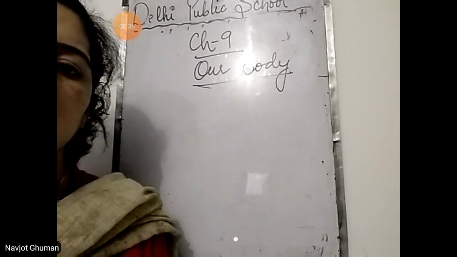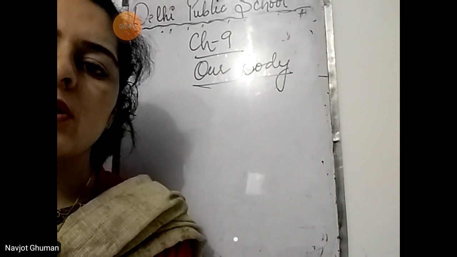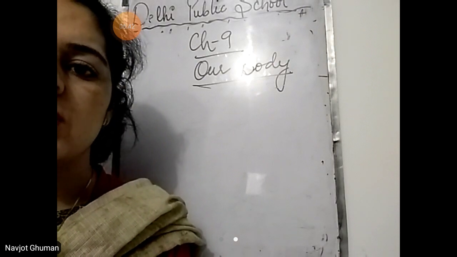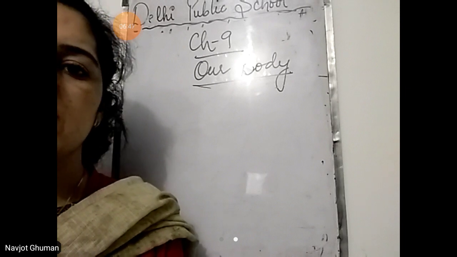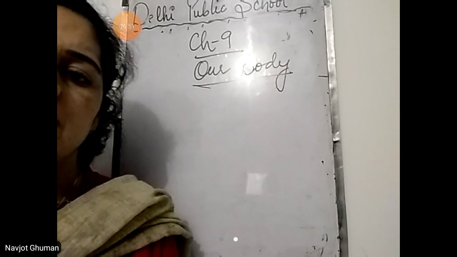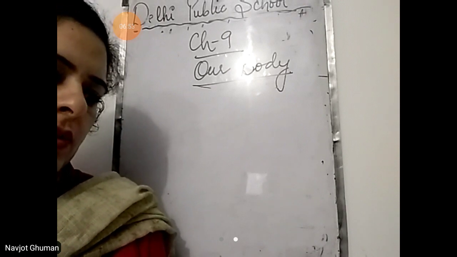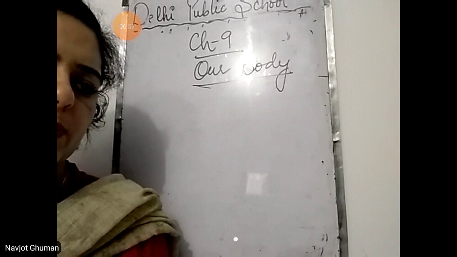So every part of the body has some special function. They perform different functions. Stomach का कुछ अलग function है, lungs का different function है, heart का different function है. So every part of the body performs different functions. So there are some parts given to you on this page.